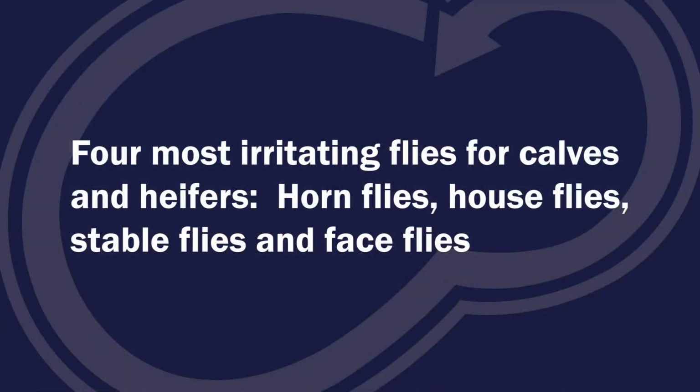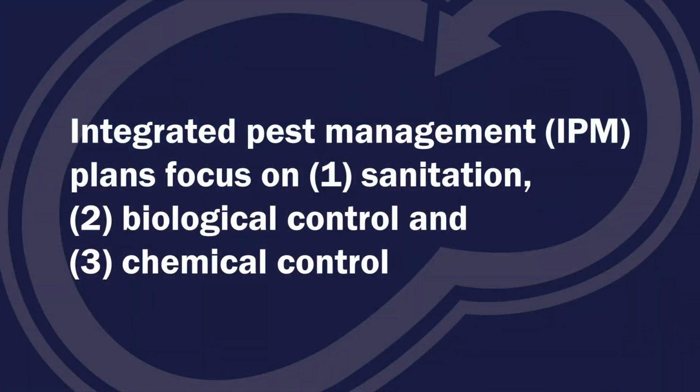The Dairy Calf and Heifer Association has identified 4 most irritating species of flies to calves and heifers. They are horn flies, house flies, stable flies, and face flies. It's important to put together an integrated pest management plan. These plans focus on 3 areas of pest control: 1, sanitation, 2, biological control, and 3, chemical control.